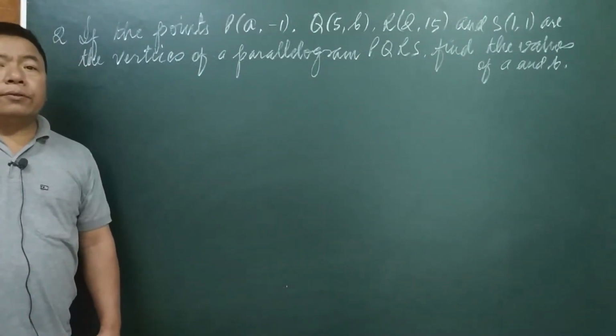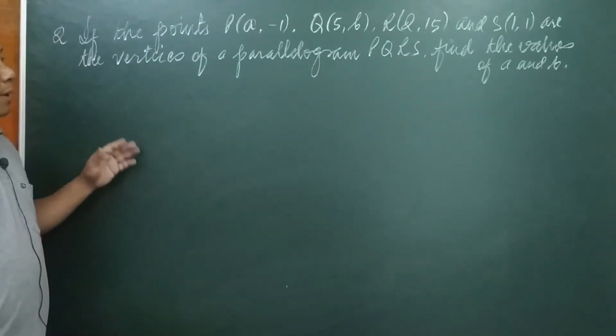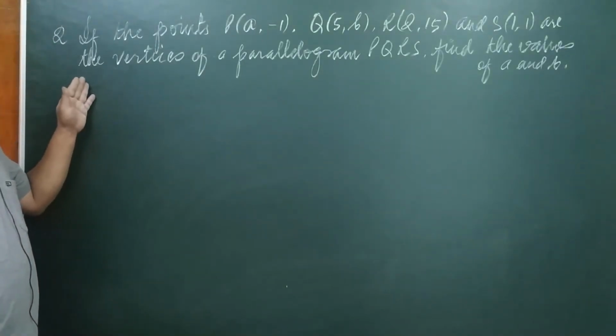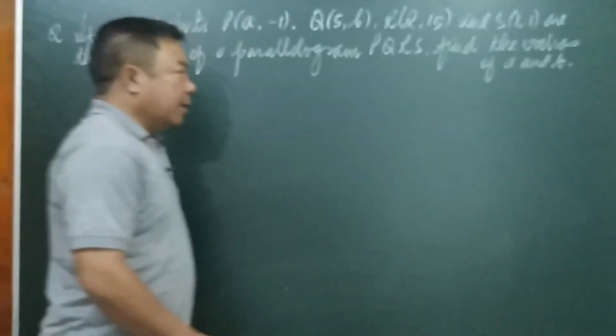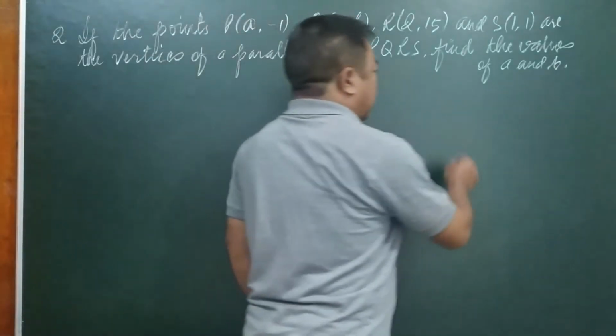Question number 2, number 8. If the points P(a, minus 1), Q(5, b), R(2, 15) and S(1, 1) are the vertices of a parallelogram PQRS, find the values of a and b.